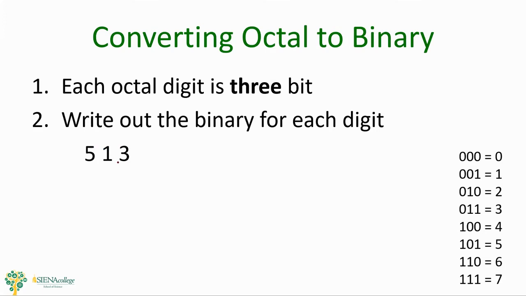Converting from octal to binary, we look up the binary for each of the digits. A 3 is 011. A 1 is 001. And a 5 is 101. So 101, 001, 011 in binary is 513 in octal.